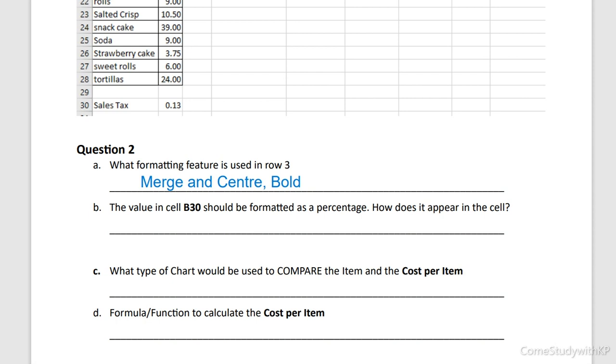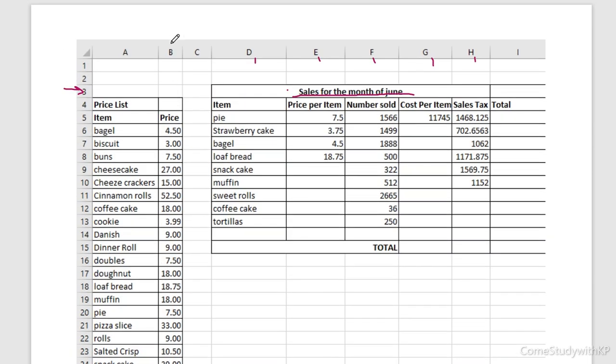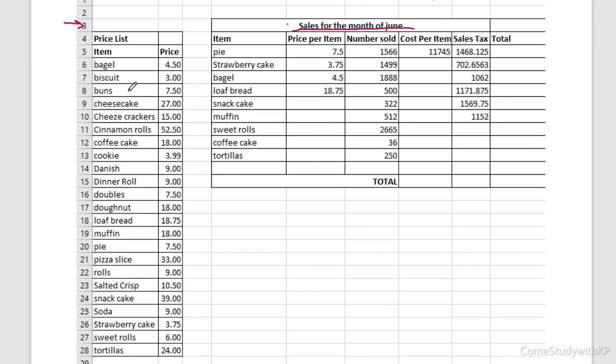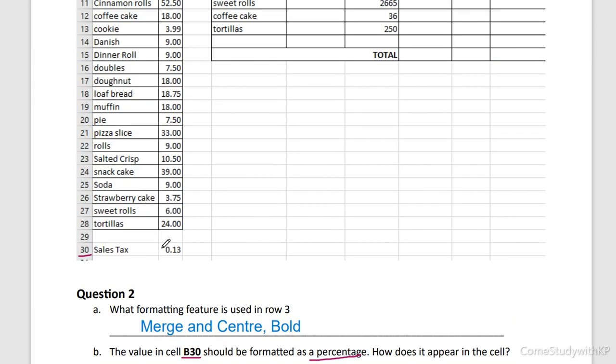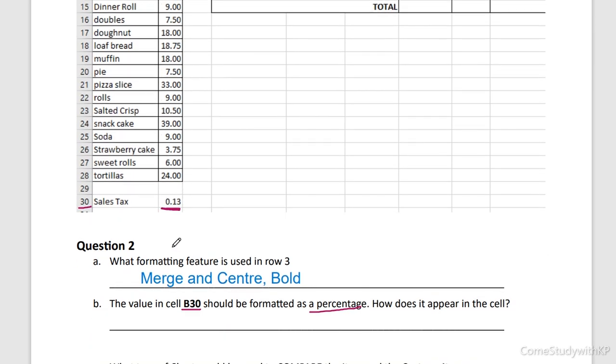The value in cell B30 should be formatted as percentage. How does it appear in the cell? So we're looking at the value B and we're going to row 30. So B is this column, and this is the cell that we're talking about. It should be formatted as a percentage. How does it appear in the cell? So when we format it as percentage, we're going to expect it to look like 13%. That's the decimal, and that would be 13%.